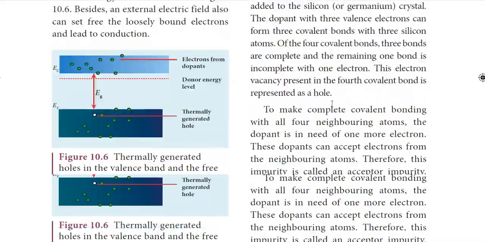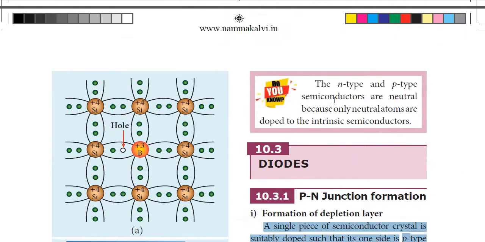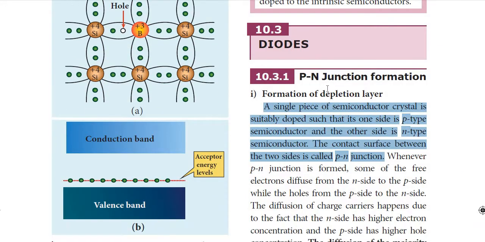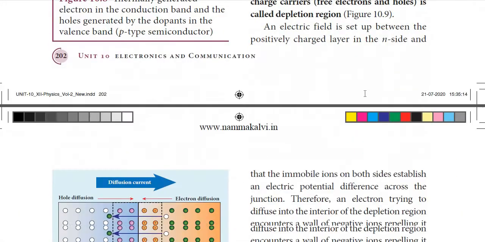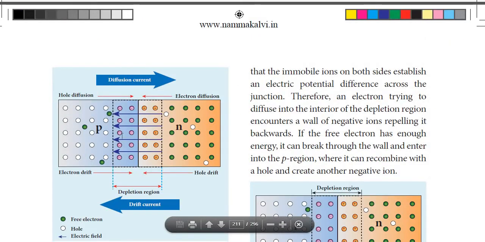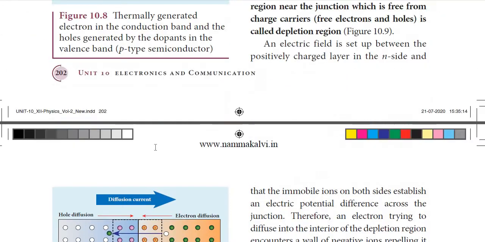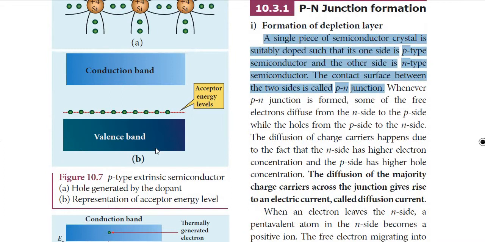Here P-type and N-type join together to form a junction. It is called P-N junction formation. The first important point from the P-N junction formation is the formation of the depletion layer. This is the depletion layer here. How is the depletion layer formed?